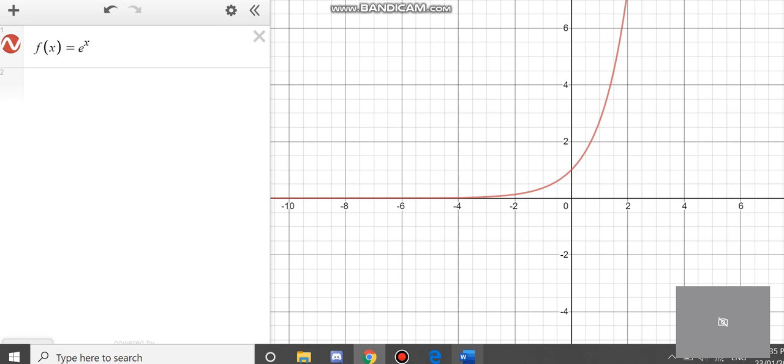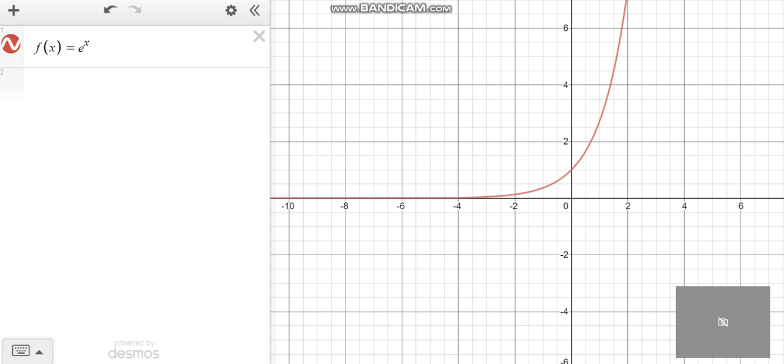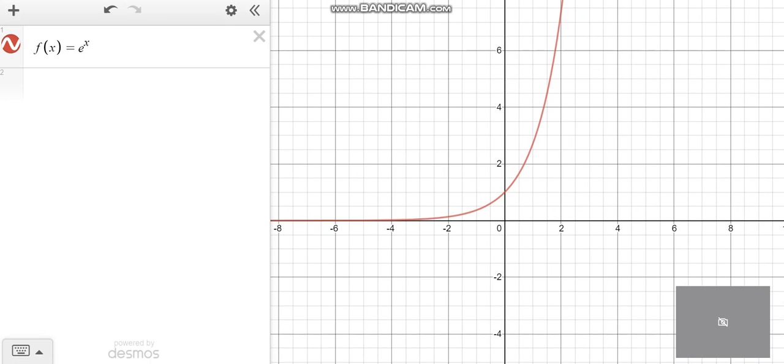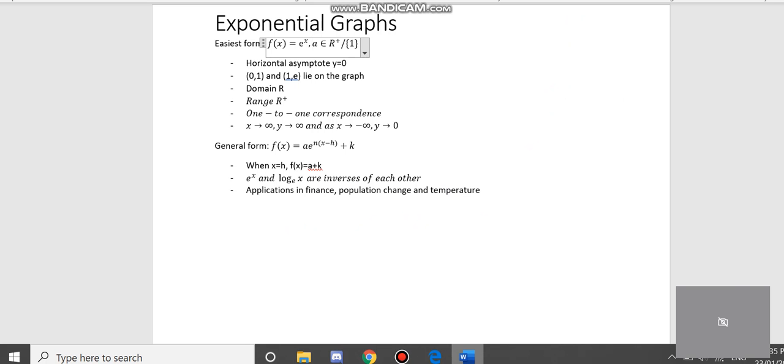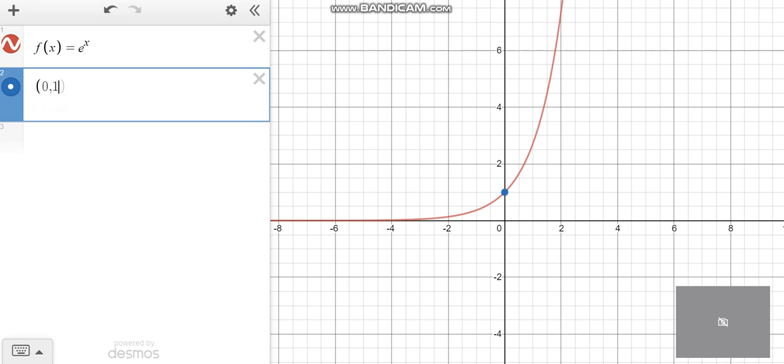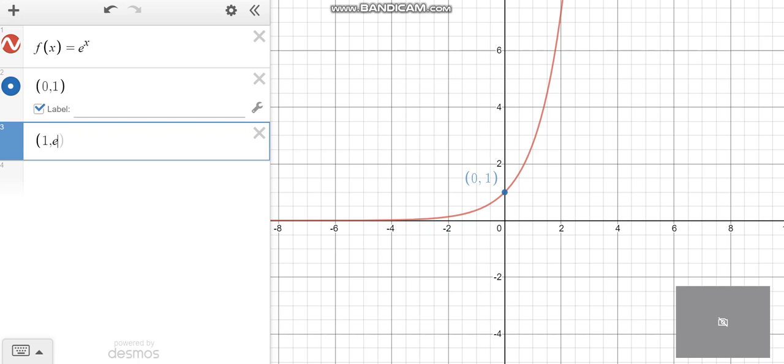You can see that it has a horizontal asymptote at y equals 0. So it's kind of tapering off in this direction, but it's still going. There's a y-intercept at 0, 1, and the point 1, e on the graph. So here's 0, 1, and 1, e.